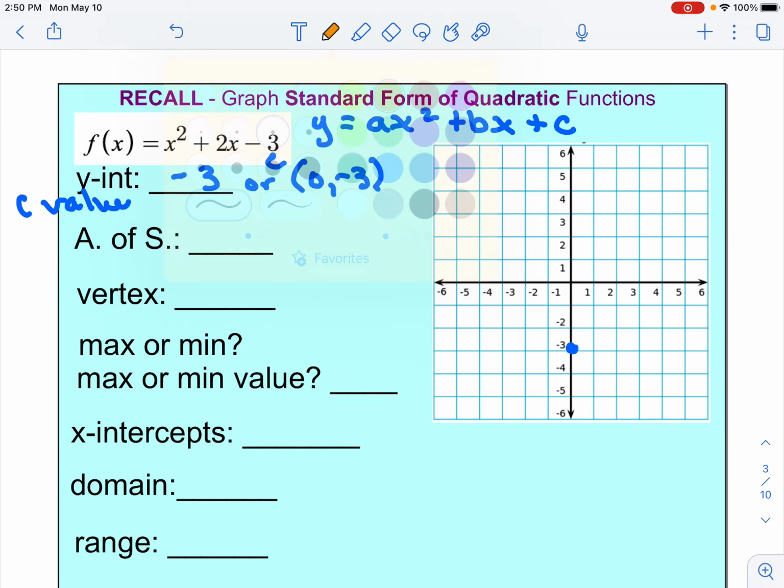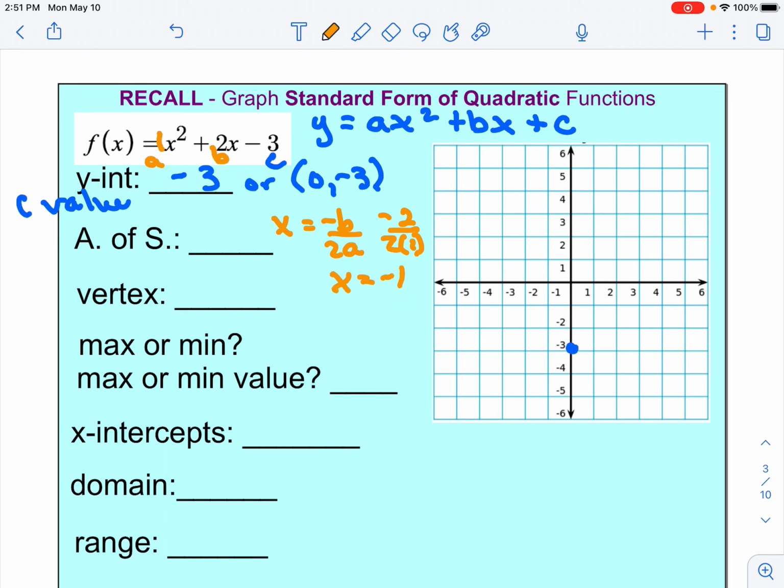My axis of symmetry is the equation of the line x equals negative b divided by 2 times a. So again, here's my a, it's the number in front of the x squared, and my b is the number in front of x to the first. So I'm going to take the opposite of b, so negative 2 over 2 times my a value of 1. Negative 2 divided by 2 is negative 1, so my axis of symmetry is the equation of the line x equals negative 1. And yes, you need that x value because it's an equation of a line that goes through the x-axis at negative 1. And your vertex is going to be somewhere on that line.